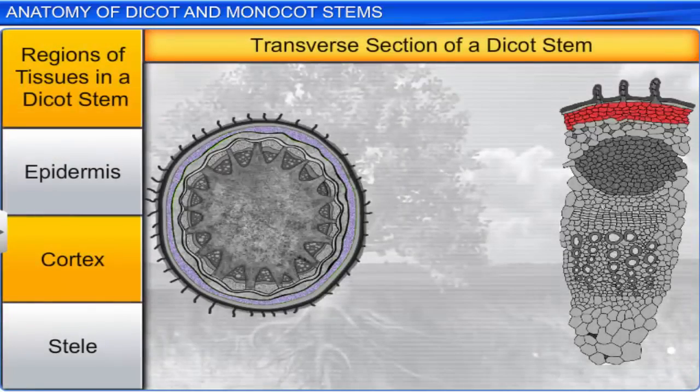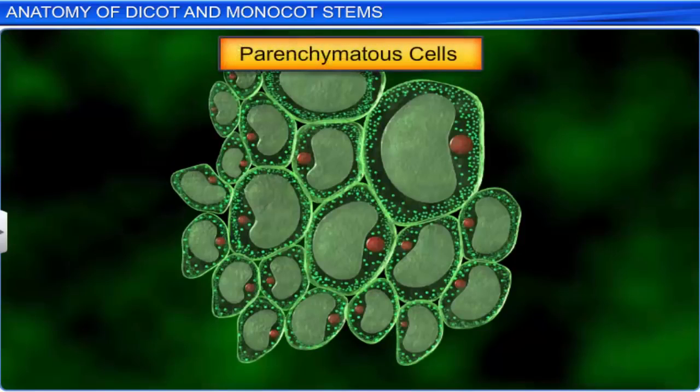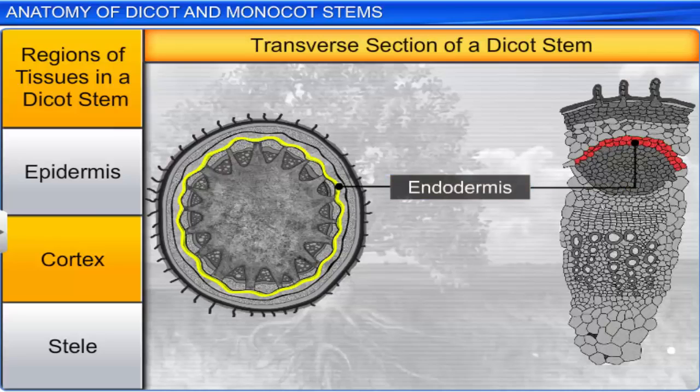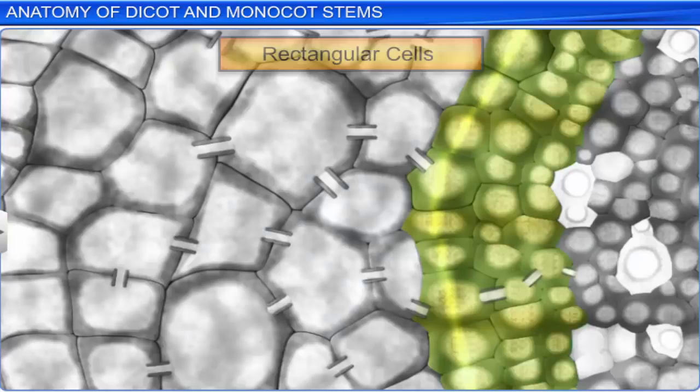Below the hypodermis are cortical layers of round and thin-walled parenchymatous cells with intercellular spaces. The third or the innermost zone of the cortex is known as the endodermis. It is a single layer of tightly packed rectangular cells which are rich in starch grains. Therefore, this layer is also known as the starch sheath.